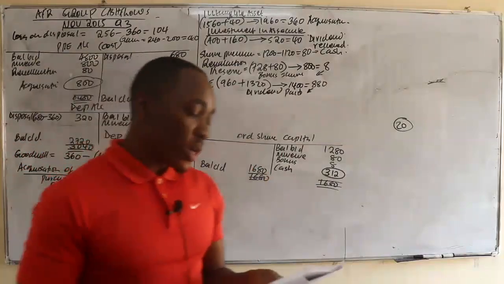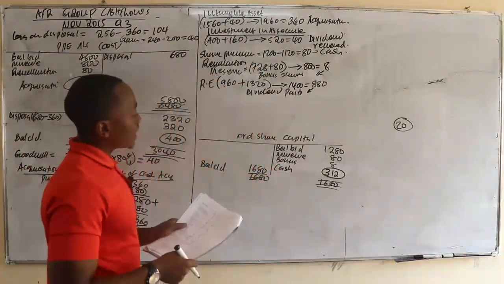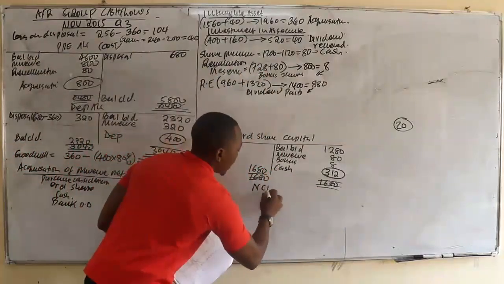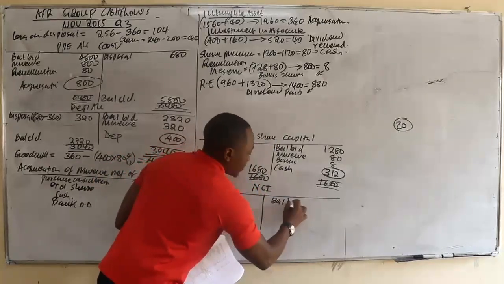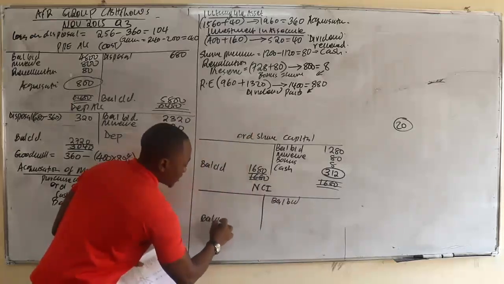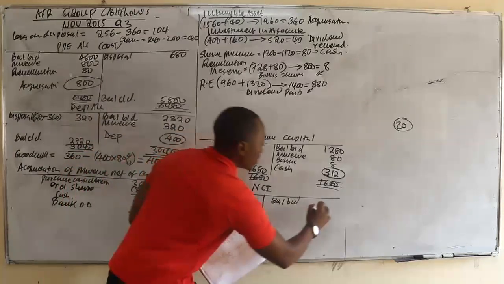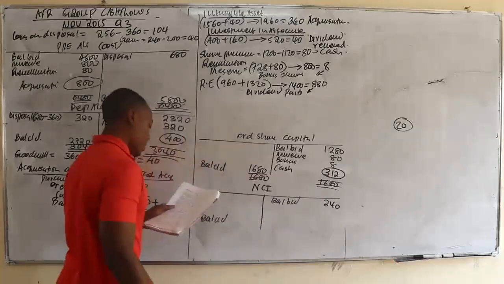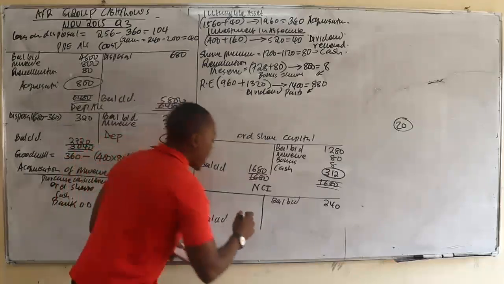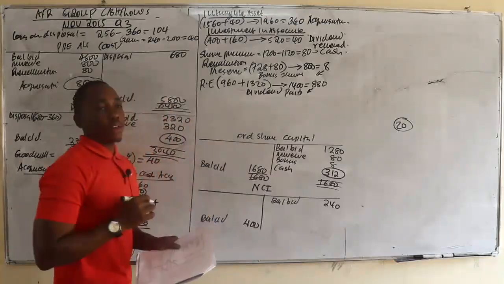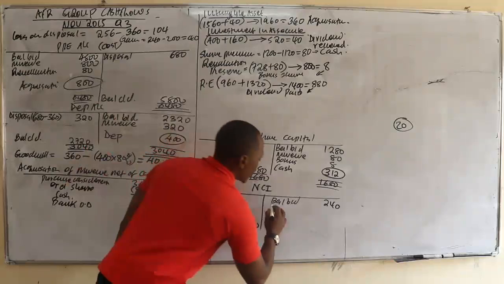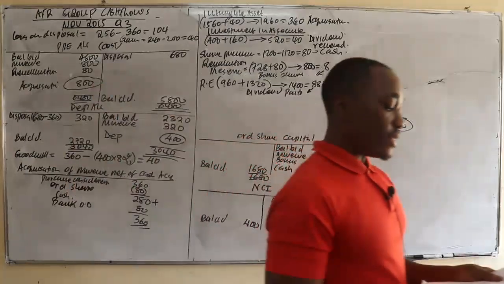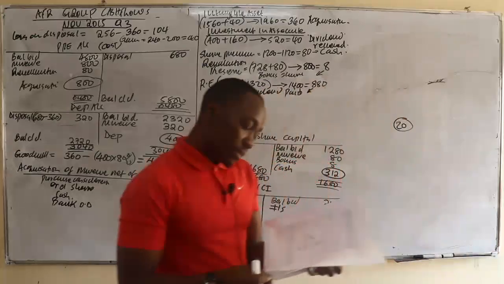Once we are through with that, we go to NCI. Let me open an account for you. How much is the opening balance? Balance brought down, balance carried down. The opening balance was 240, and the closing balance was 400. Then let's go to the income statement. We have profit for the year attributed to NCI. We attributed them a profit of how much?